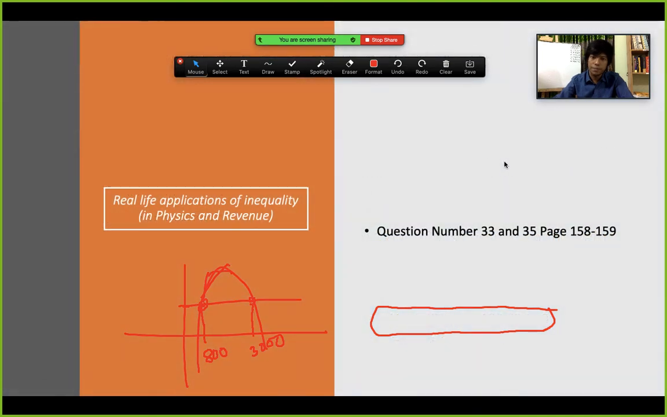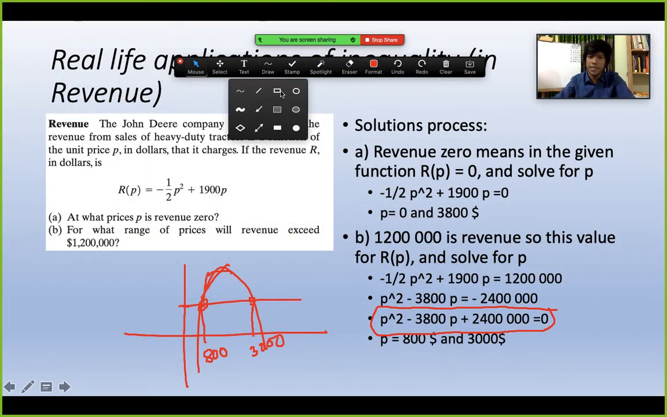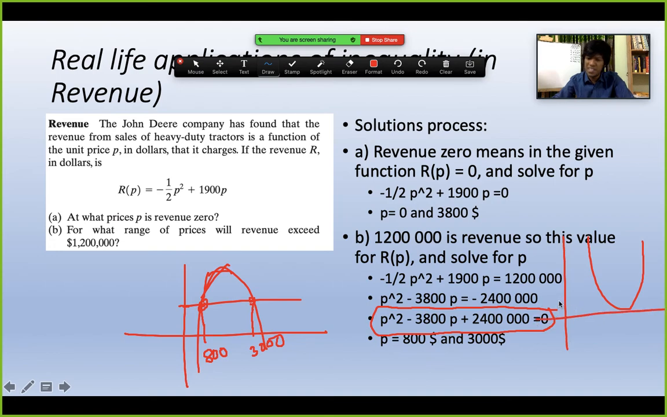Similar kind of analysis you can do for an up-opening parabola also. Suppose this is a simple example, with a line at 2, and you ask, what are the values below 2? From this point to this point, this part is below 2. If you know the x values, 1, 2, 3, 4, 5, then you can say from 2 to 4 on the x line, this part of the graph is below the y equals 2 line.